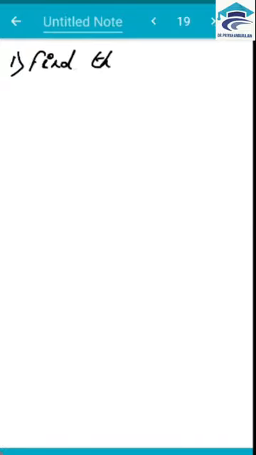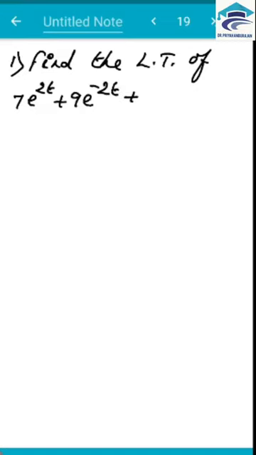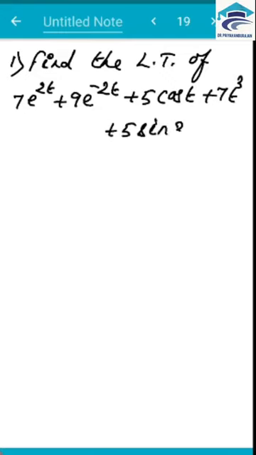Find the Laplace transform of 7 e power 2t plus 9 e power minus 2t plus 5 cos t plus 7 t cube plus 5 sin 3t plus 2. Let me solve this.